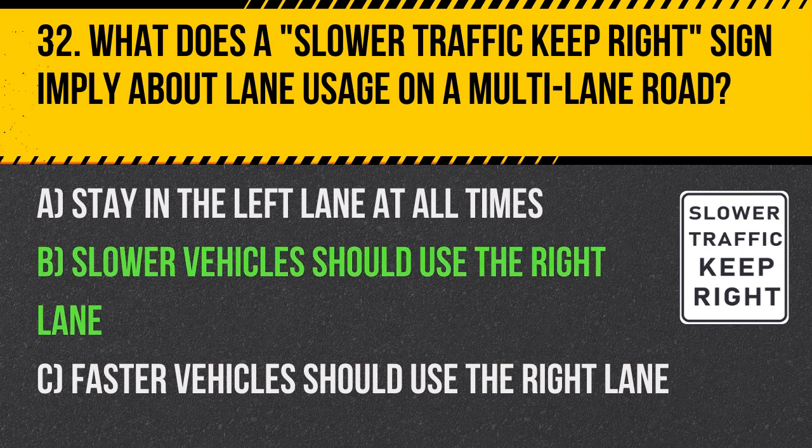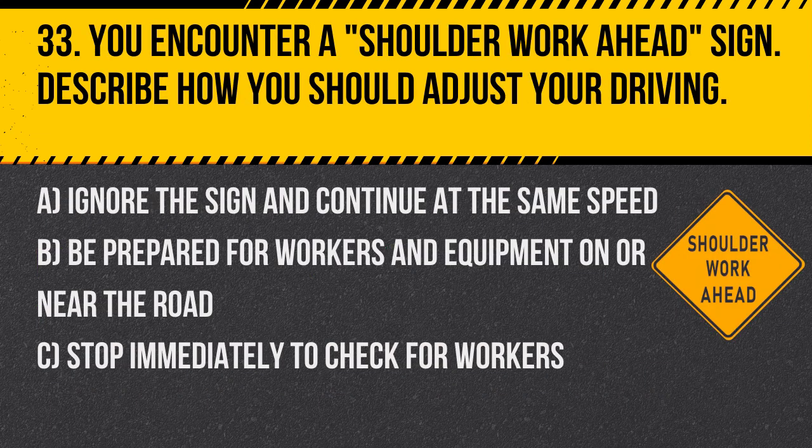Answer. B. Slower vehicles should use the right lane. This helps maintain the flow of traffic and allows faster vehicles to pass. Question 33. You encounter a shoulder work ahead sign. Describe how you should adjust your driving.